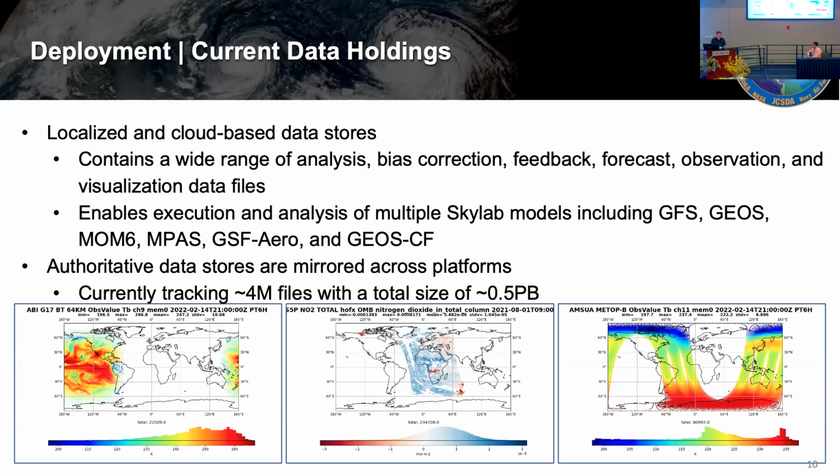We not only maintain data stores where people write their results, but we also maintain a canonical production set of input data for all of the Skylab executables. And right now, R2D2 version 2 is currently tracking over 4 million files, and we have around half a petabyte stored. And here are some more examples of the observation data, and also H of X and O minus B, which are common quantities that you would look at in a data assimilation run.